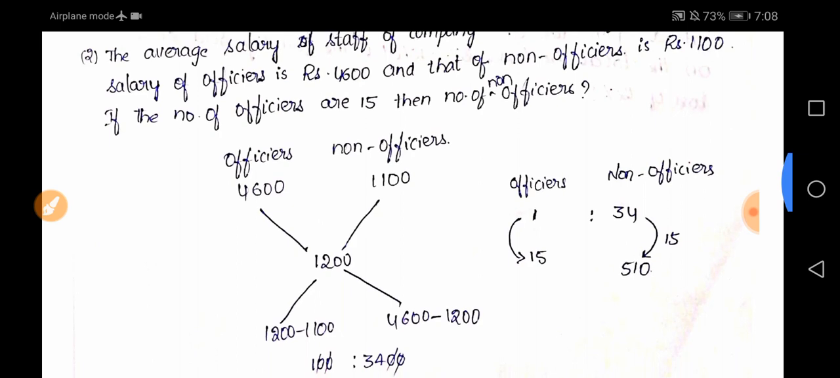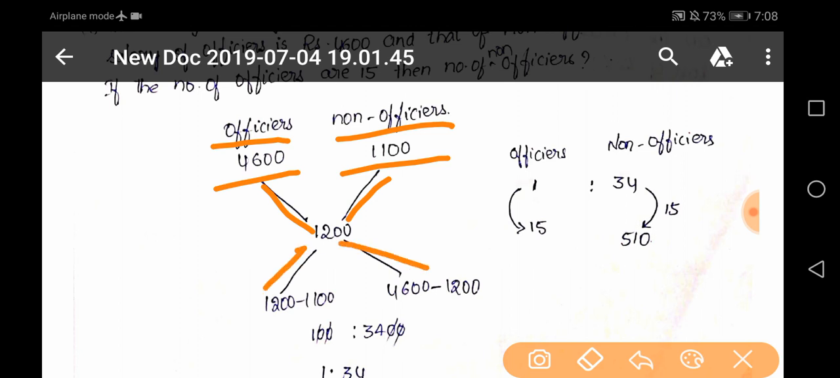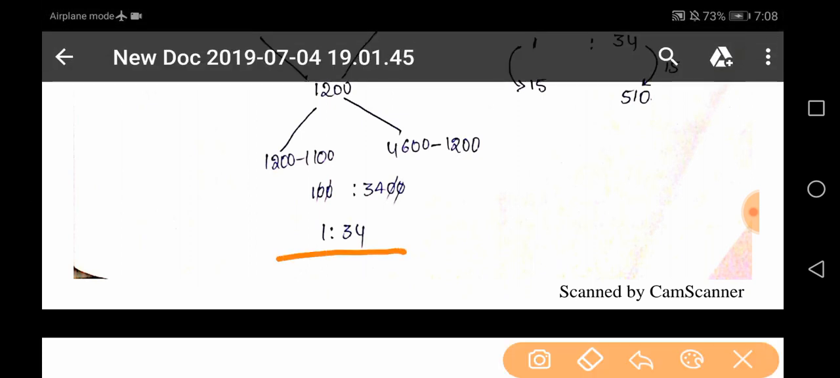So how to solve this? Officers and non-officers, right? How much have they given as the average? 4600 is given, and 1100 is given, and overall they have given 1200. Just do it as a subtraction. So 1200 minus 1100, and 4600 minus 1200. It is nothing but 100 is to 3400, that is nothing but 1 is to 34. This is a ratio, just a ratio.